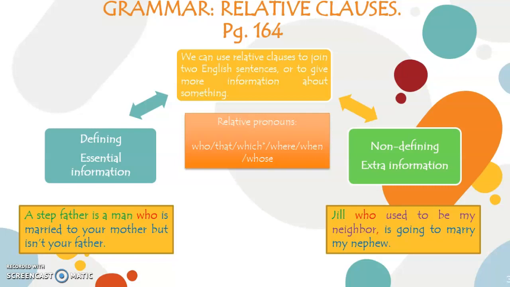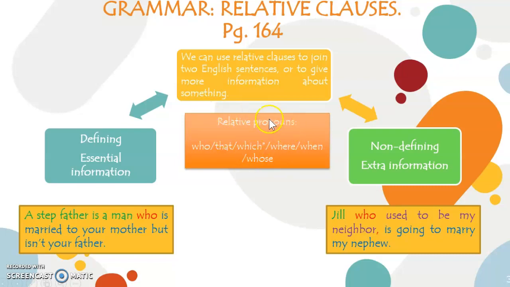Teacher, how can we join these three different pieces of information? So easy. We're going to use a bridge. This bridge in the formal world is called a relative pronoun. We have different relative pronouns depending on the context of the sentence. They are who, that, which, where, when, or whose.